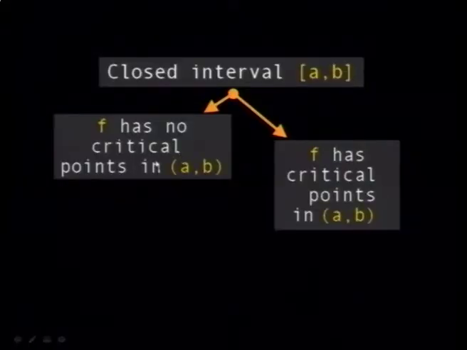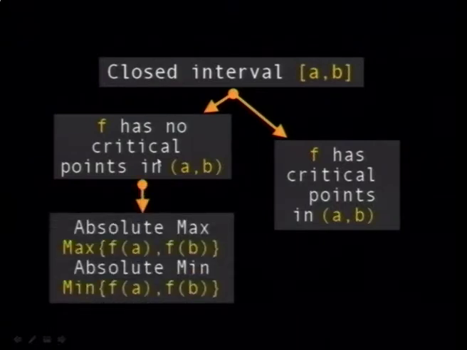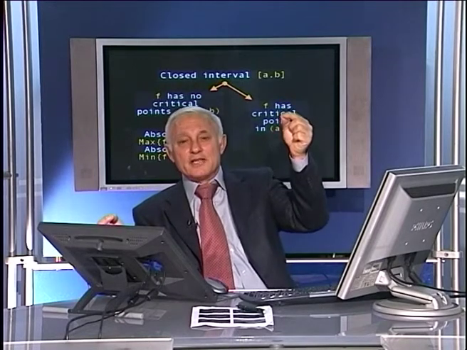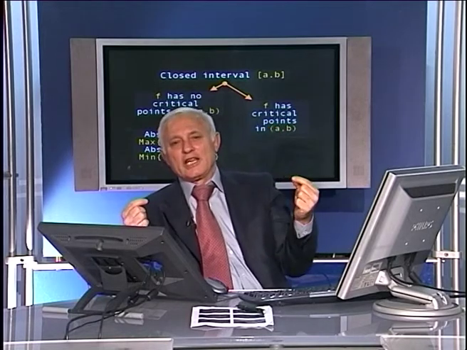So if the function has no critical points, then the absolute maximum will occur at either the point A or the point B. Since f' is not equal to 0, the function is all the time increasing or decreasing. So the maximum occurs only at the endpoints, if f is defined on a closed interval and there are no critical points.